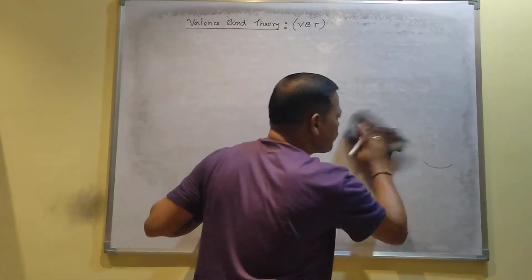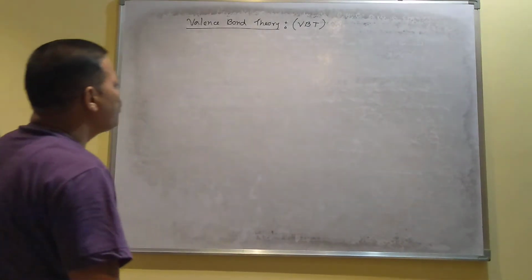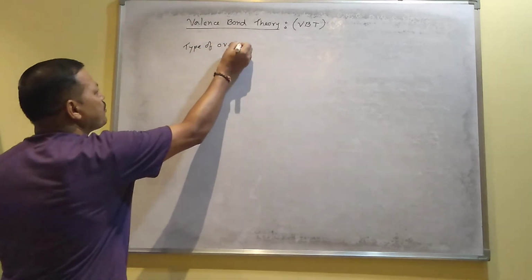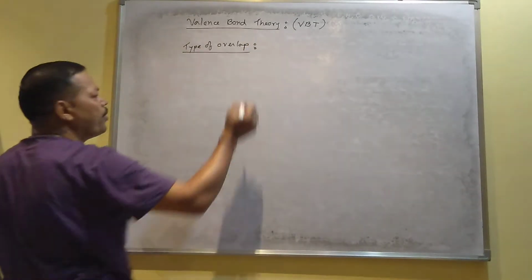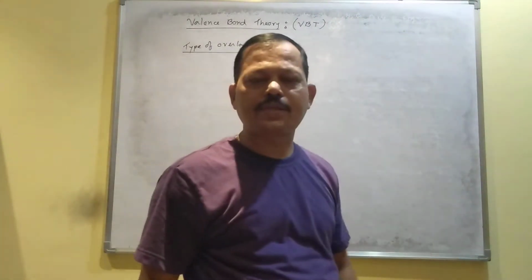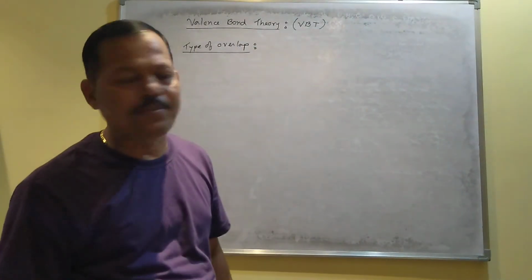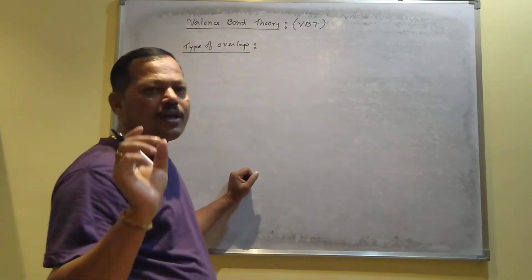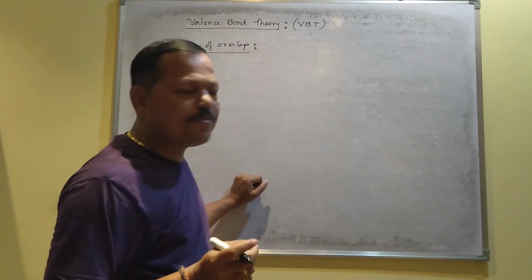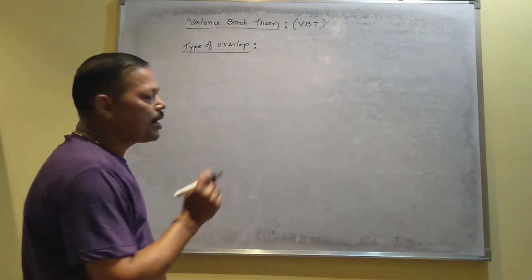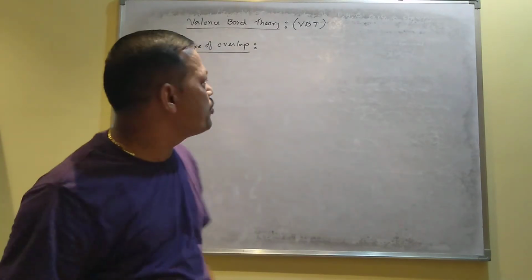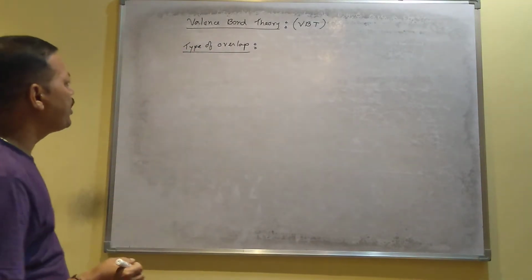Now, before doing the formation of bonding, the first thing you have to know is the type of overlap. There are different types of overlap, and depending on the type of overlap, a covalent bond can be classified into two types. Some bonds are called sigma bonds and some bonds are called pi bonds. Now I will explain what type of overlap will produce a sigma bond and what type of overlap will produce a pi bond.